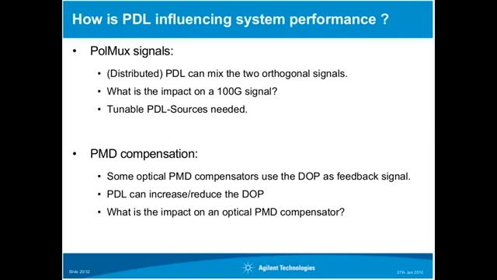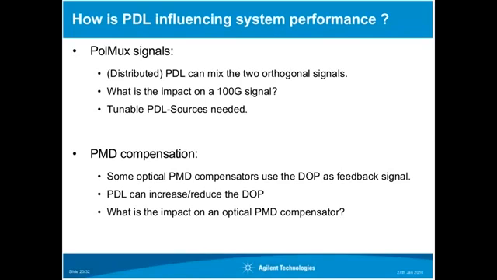PMD compensation at 40 gigabit might also be influenced by PDL. And in particular, if you use the degree of polarization as a feedback signal. The reason why people use degree of polarization is because you get a quite nice quality signal out of the DOP. The lower the DOP, the more your signal is impacted by PMD. DOP is also affected by noise, but this is just like an offset. So if you are using a PMD compensator which optimizes the DOP, you probably try just to increase the DOP, and you will see that your signal normally gets better.